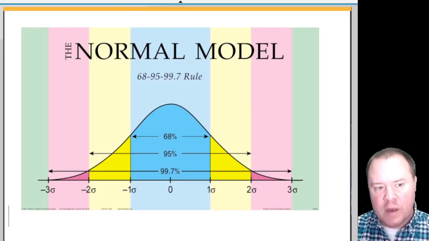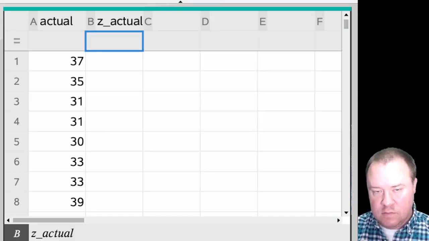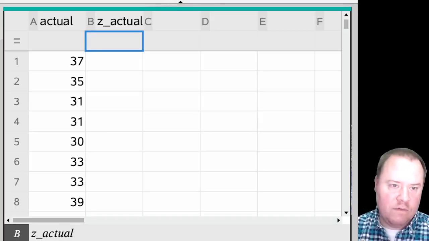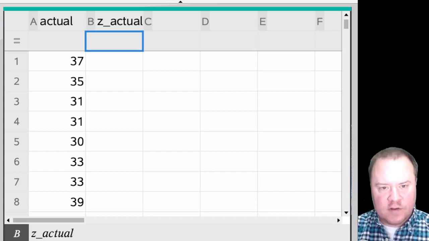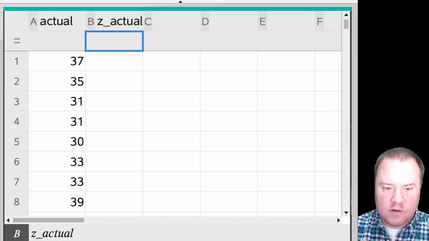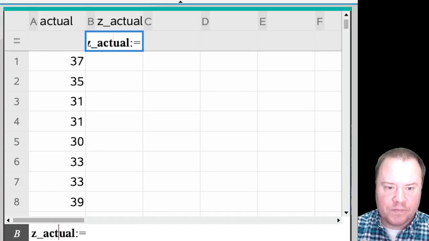But first, I want to go back to thinking about raisins. And for now, I want us to now focus on the actual number of raisins. So first, let's go ahead and create z-scores for these raisins.